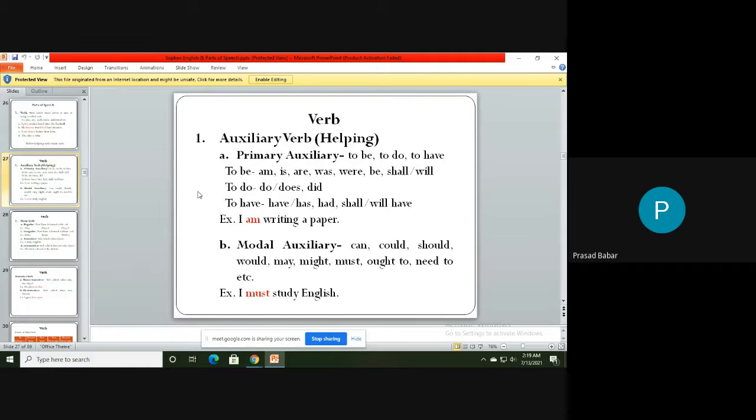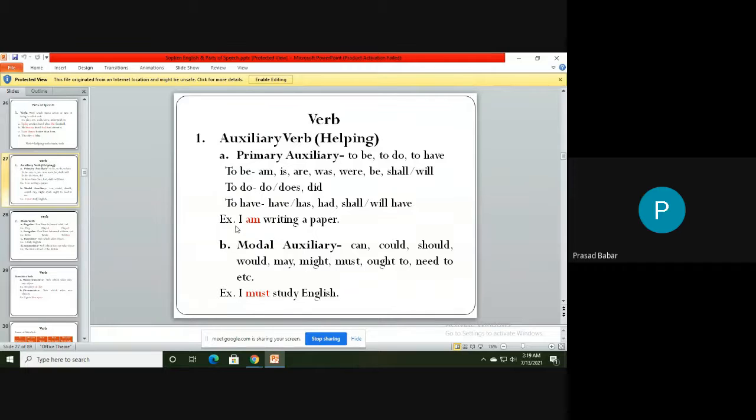In the to be type there come am, is, are, was, were, shall or will, and be. And in the to do type we can say there come do or does, and did. In the to have form we have have or has, had, shall have, or will have. So let's come to the example.